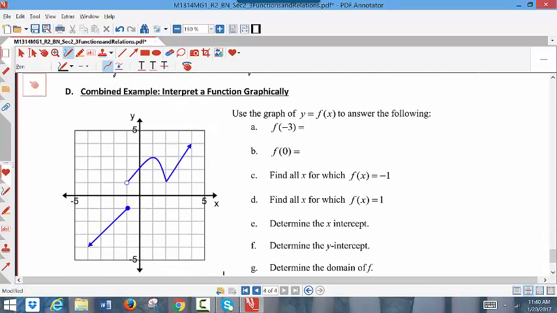Now it's taking me back into function notation, and this is going to be the last part of this lesson. This is a long recording. Use the graph to answer the following questions. Okay, in parentheses, this is your x value. So it's saying x is negative 3. So evidently they want an answer which is a y value.